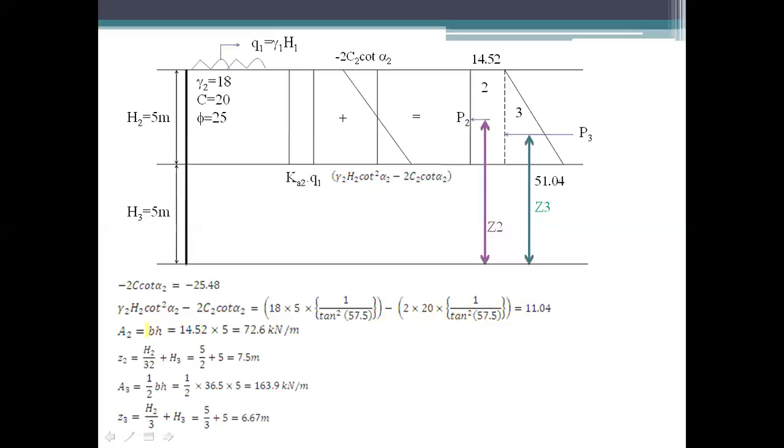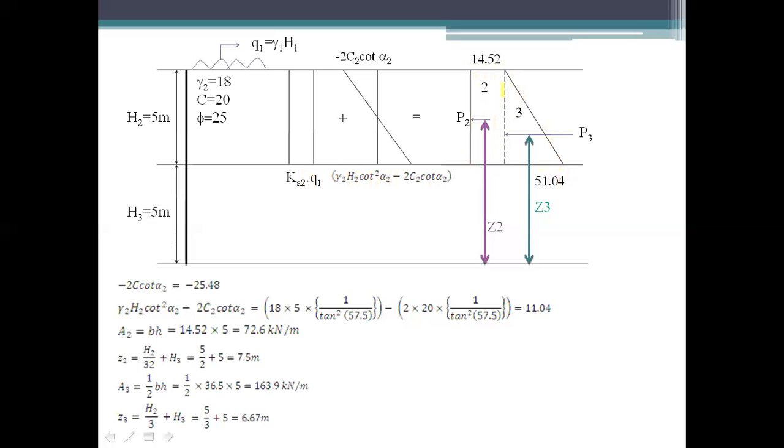Now for the positive diagram, again what you have to do is calculate this. If you calculate, you are getting 11.04. So Ka2 Q1 minus 11.04 will give you 51.04. So all is a positive diagram. Here you get the diagram like this. It is one vertical line, then a horizontal line, then a positive line. Okay, this is our diagram.